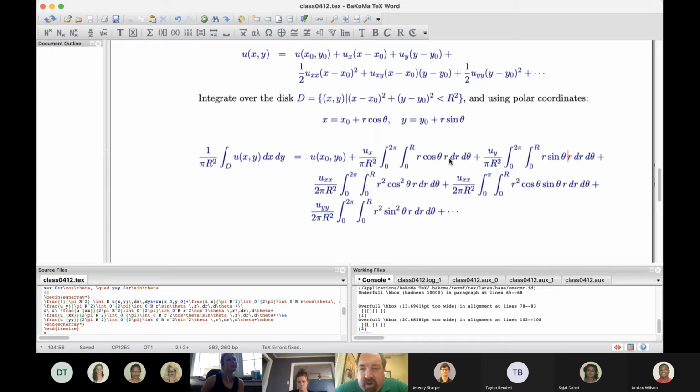So I could take all the factors of r and move them over here, and move a cosine theta over here. So I'm integrating cosine theta from 0 to 2 pi with respect to theta, and integrating little r squared from 0 to big R, d little r. The integral of cosine theta from 0 to 2 pi is 0. The integral of sine theta from 0 to 2 pi is 0. So these two integrals will turn out to be 0. Similar thing happens.